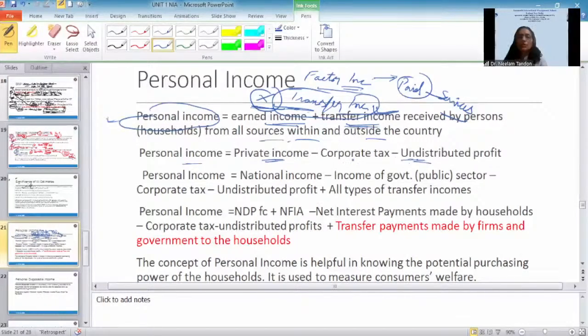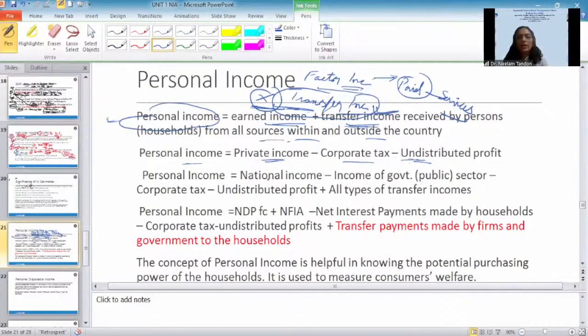Corporate tax as such goes to the government, so it is again minus because it is people's money which they have invested. So you understand the share market where people go for investing, the corporate goes for deploying that money. So that is why it is deducted here. So personal income is clear.